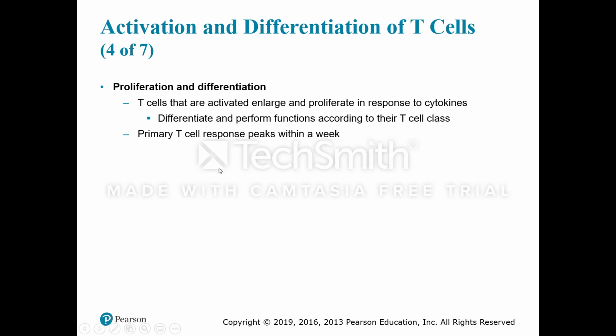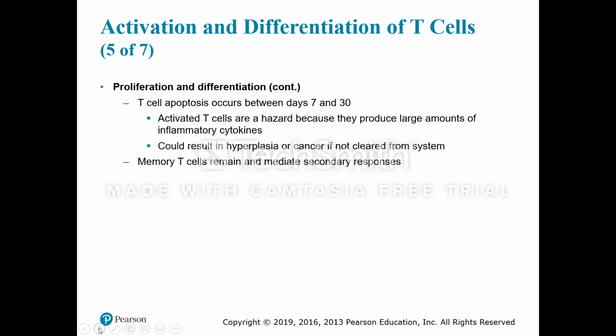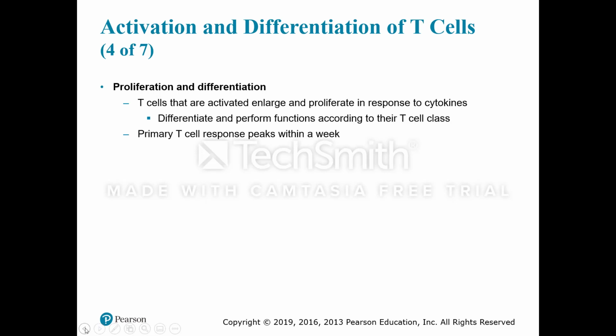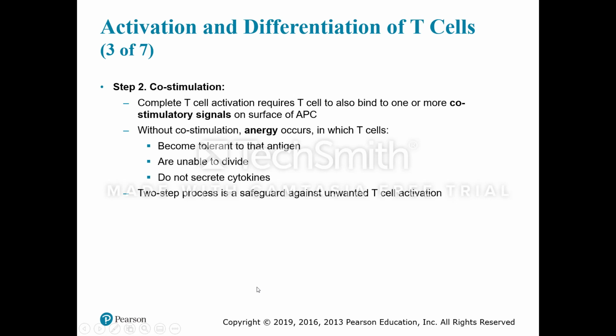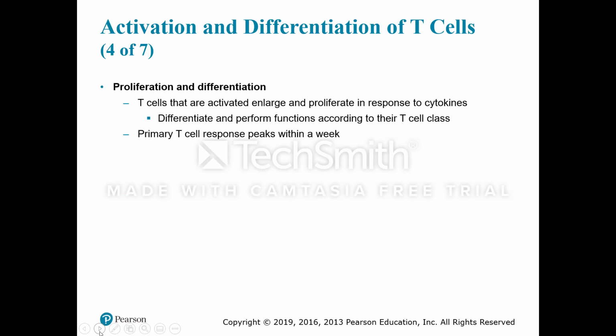And this is where the activation or the co-stimulation by the helper T cell comes into play. Without co-stimulation, anergy occurs, in which the T cells become tolerant to the antigen. They are unable to divide and will not be secreting cytokines. This two-step process safeguards our bodies against unwanted T cell activation, because we do not want any autoimmune response to happen untowardly.